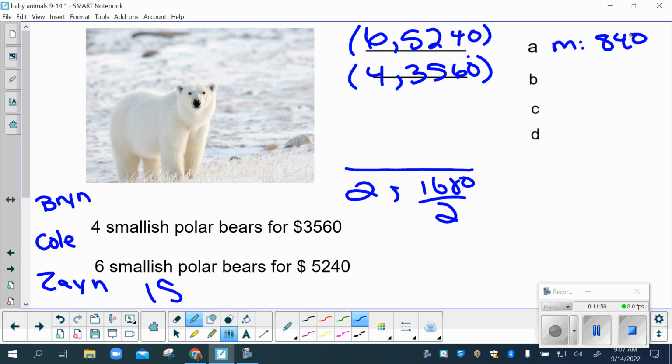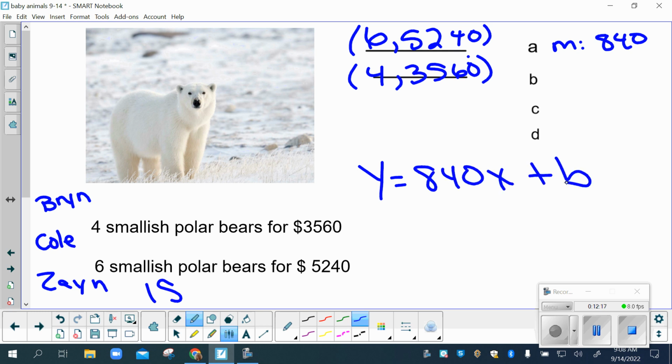Okay, that's how much it costs every time you get a polar bear, but there's a licensing fee on these bad boys. What is our licensing fee to get a polar bear? If you're a little confused how to get that, you're going to say y equals 840x plus b. You can plug in either data point. Either one will get you the same licensing fee, because they went to the same breeder. But you definitely want calculators, so if you haven't bought one yet, now would be a good time.